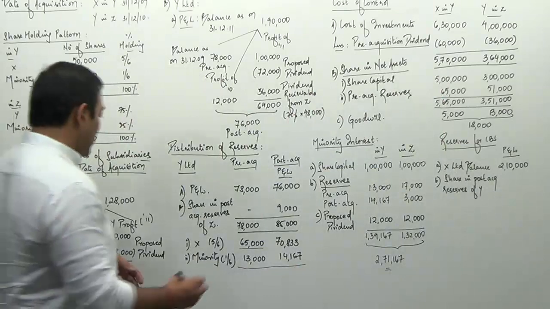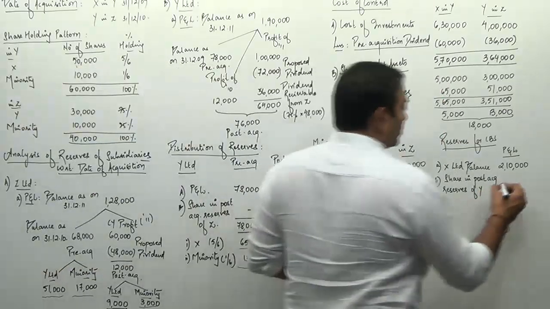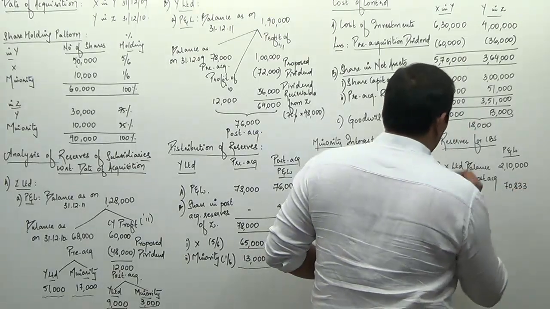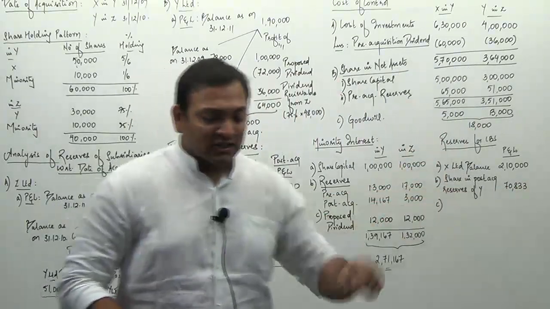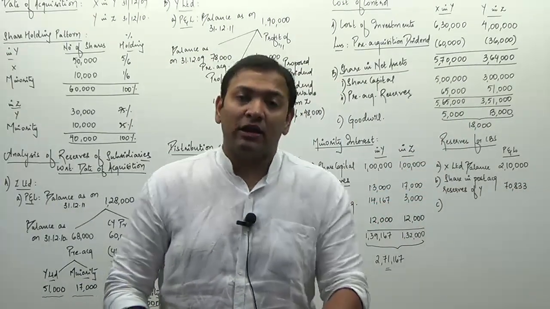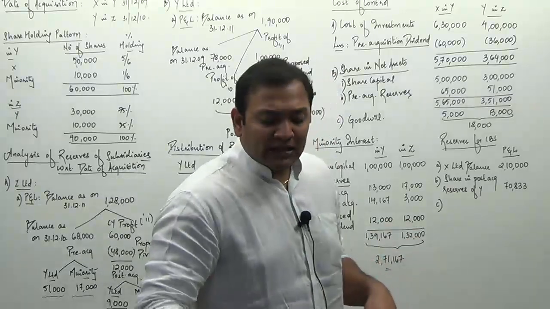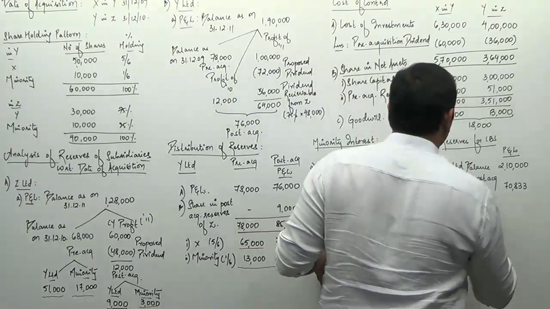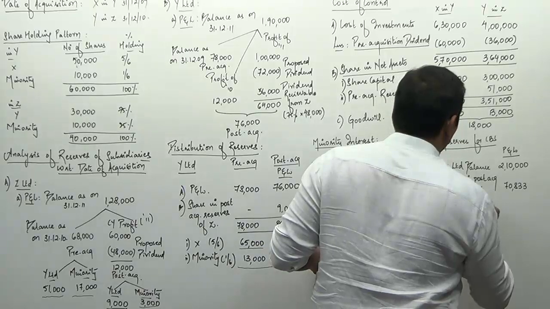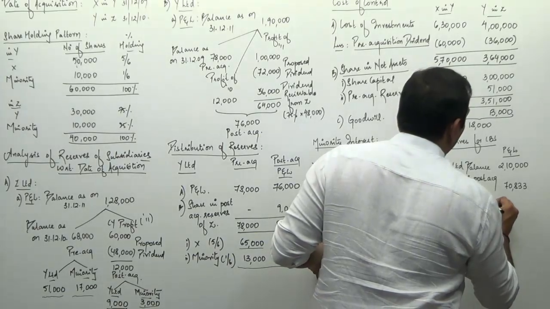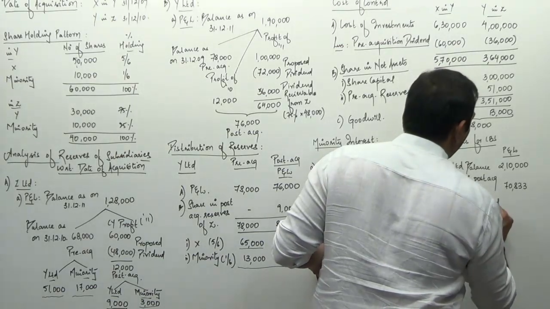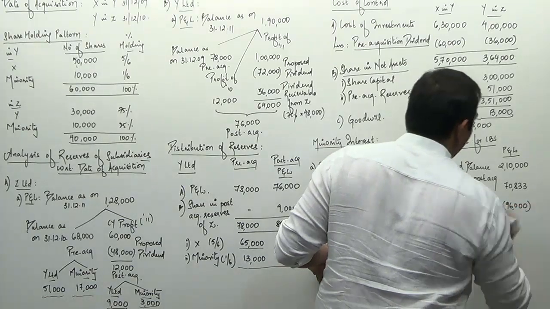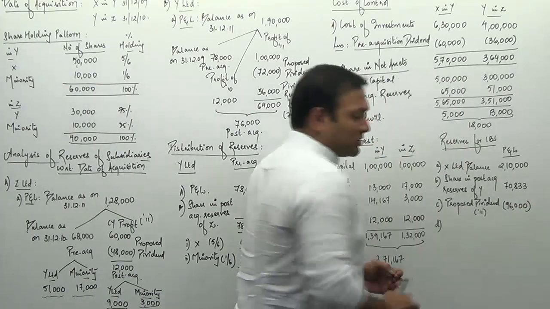Go back to your distribution table. 70833. Even X has to propose dividend because all the companies pay a dividend of 12%. That means even X is included. X total paid up share capital is 8 lakhs. 12% of 8 lakhs is 96,000, his proposed dividend. Proposed dividend for 2011, negative 96,000.